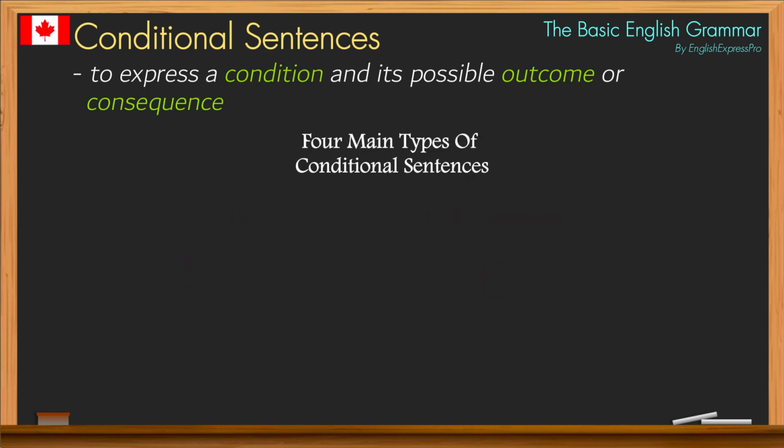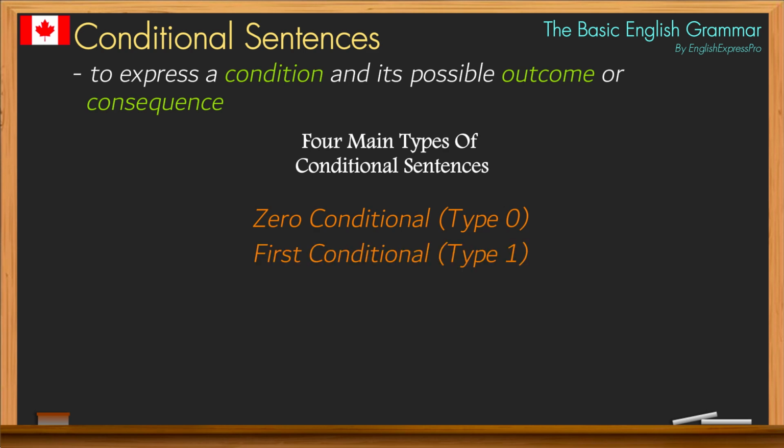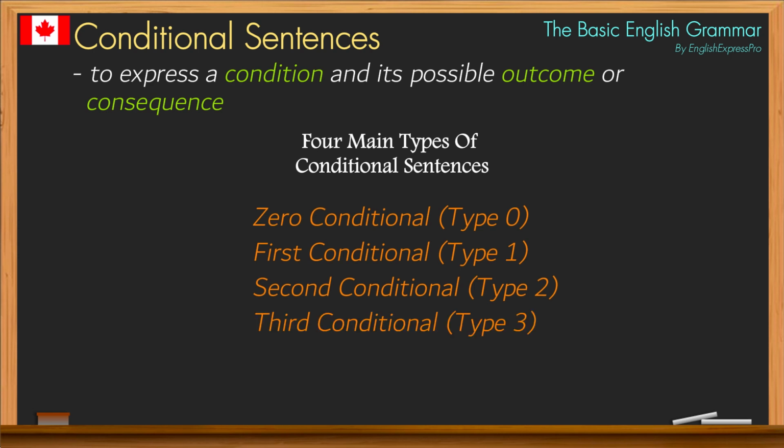There are four main types of conditional sentences, each serving a different purpose and using different tenses. Zero conditional, type 0. First conditional, type 1. Second conditional, type 2. Third conditional, type 3.